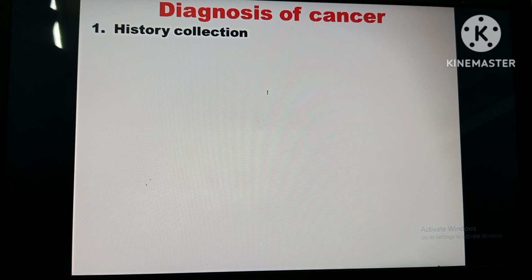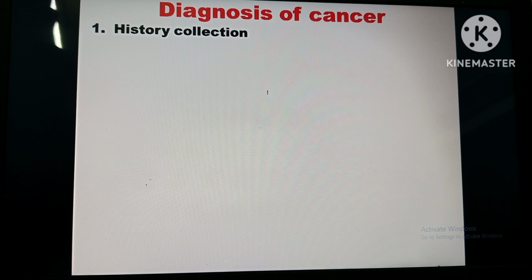Environmental factors, meaning where he is staying, whether near any factory or many other things. Then habits like smoking, drinking, gudka eating, as well as many other history. Prolonged infection, anything in the past, whether he has undergone any surgery or taken treatment for any disease, or has suffered prolonged bacterial or viral infection. After all the history collection, he will move on to physical examination.